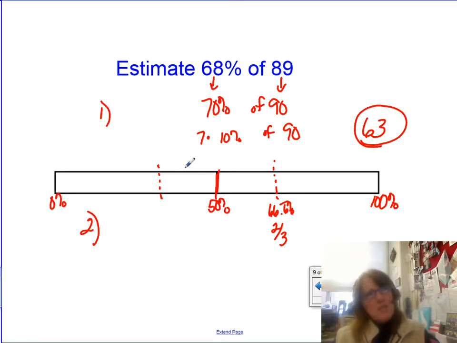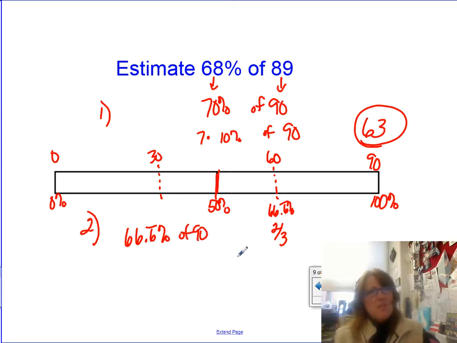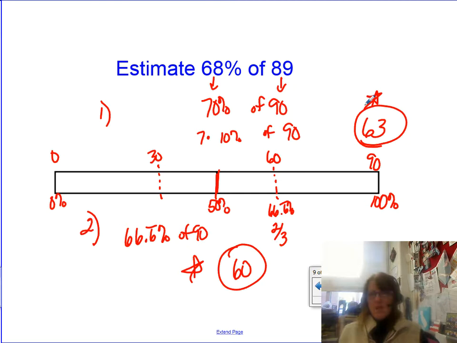So if I look at this and I say, well, if this is 90, then 1/3 of 90 would be 30, and 2/3 of 90 would be 60, because see, this is pretty close to 66.6 repeating. It's pretty close to that 2/3 thing of 90. And then this time my estimate would be about 60. Okay. I'd say that's a pretty good estimate. I'd say 63 is a good estimate.